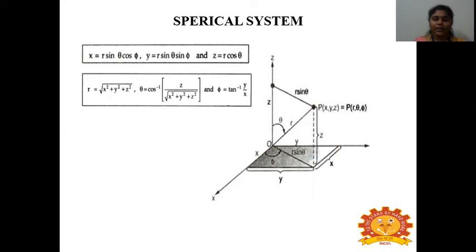Then if the system is given in a spherical coordinate system, we can convert it into a Cartesian coordinate system by using the formulas: r is equal to root of x square plus y square plus z square, and theta can be obtained by cos inverse of z divided by root of x square plus y square plus z square, because that is the hypotenuse. And then phi can be obtained by tan inverse of y by x, which is the same method we applied for the cylindrical coordinate system.